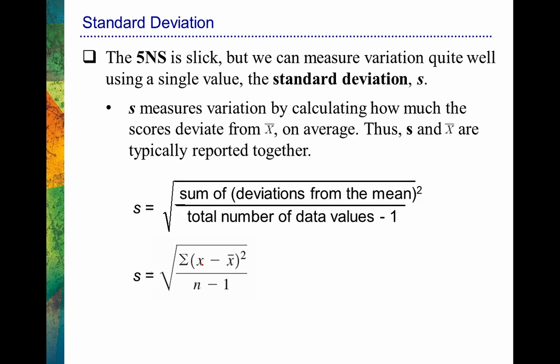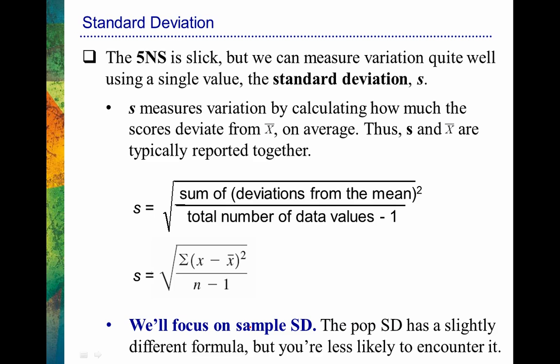Why do I keep calling them deviation scores? We're just looking to see how much each score deviates or differs from the mean. And then we simply divide by the total number of values, otherwise it's known as n minus 1. Once we find this fraction right here, we take the square root and we have our sample standard deviation. So we're going to focus on the sample standard deviation simply because it's much less likely that you're ever going to encounter population data. And the formula for a population standard deviation is almost exactly the same.